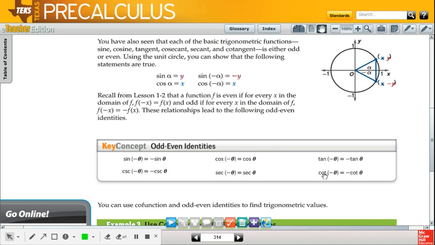Now the purpose of this is when you are verifying, proving identities, and if you were given negative angles, you can easily convert it to positive theta, and if it's sine, it would be negative sine. But for cosine, you can also convert it to positive theta, and cosine would be the same. So negative does play a part when proving, verifying identities, especially when you're factoring.